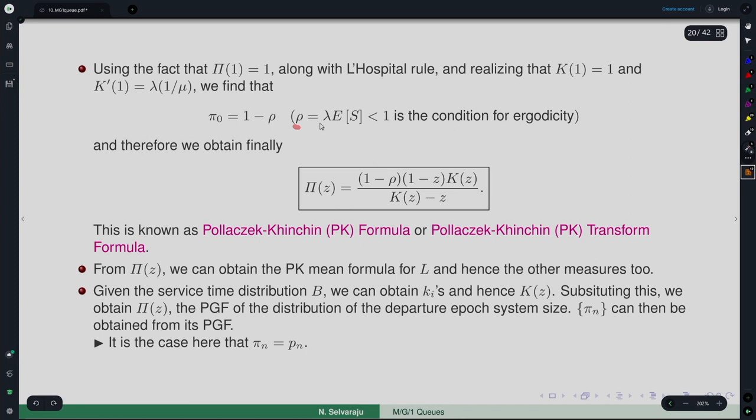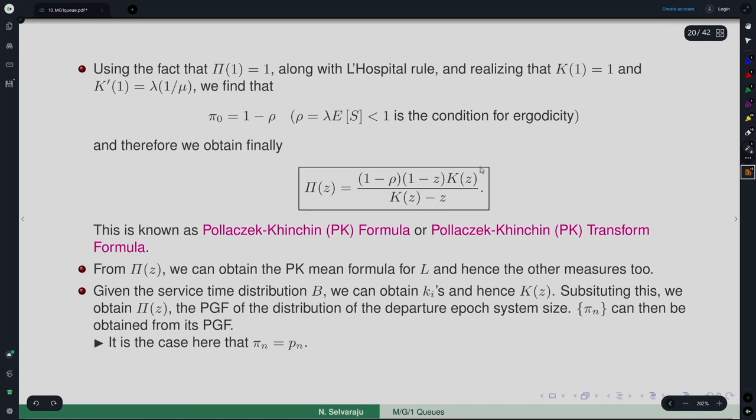1 minus rho, where rho is lambda by mu, or lambda times expectation of s, which is less than 1, and is the necessary and sufficient condition for this steady state to exist, which would be the case here. Now, once I substitute this pi naught, finally you obtain pi of z, which is this quantity, and this is what is called the PK formula, the Pollaczek-Khinchin transform formula, because this now relates the transforms of k and pi.